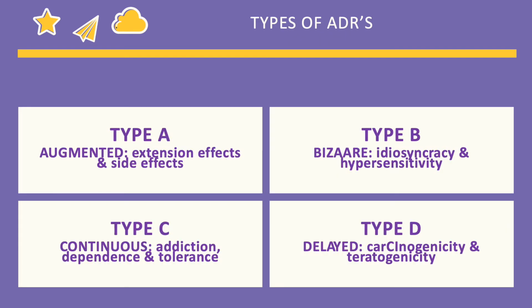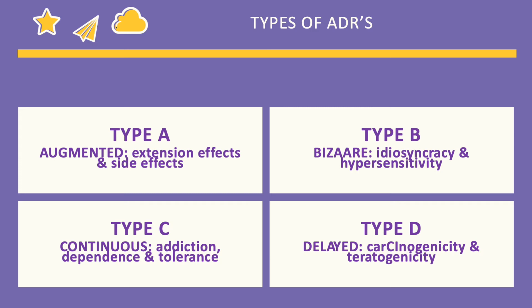Now, the next classification of ADR is according to its nature. So we have types of ADR from A to F. Type A, augmented. Type B, bizarre. Type C, continuous. Type D, delayed. Type E, end of use. And type F is failure of therapy. So let's start with type A.